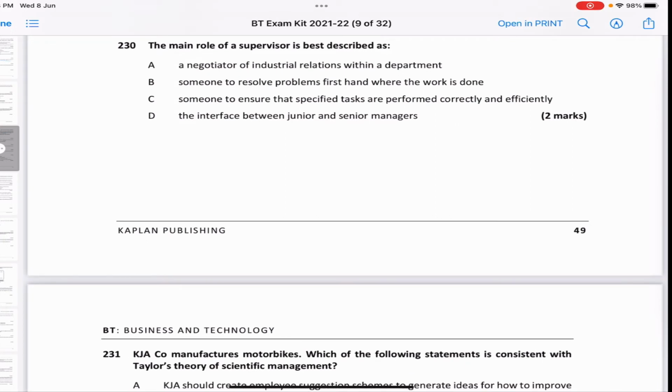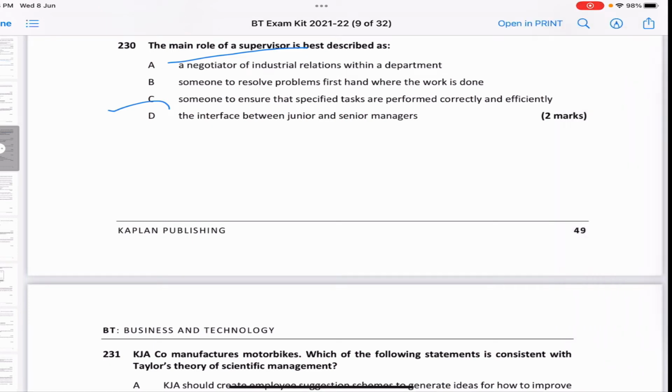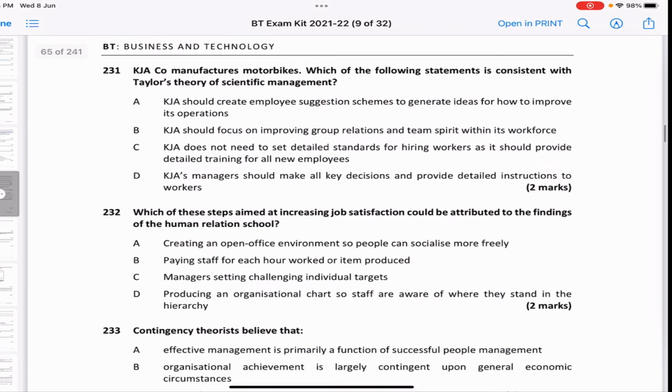The main role of a supervisor is best described as a negotiator of industrial relations, someone to ensure specific interface between junior managers and senior managers. So the definition is that a supervisor is primarily concerned with planning and maintaining the group. So the answer of what a supervisor is: someone to ensure the specified tasks are performed correctly and efficiently.